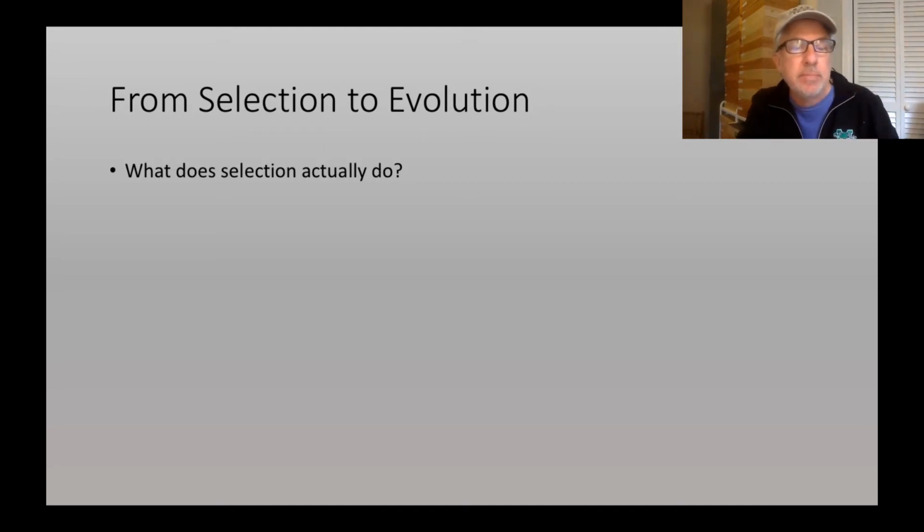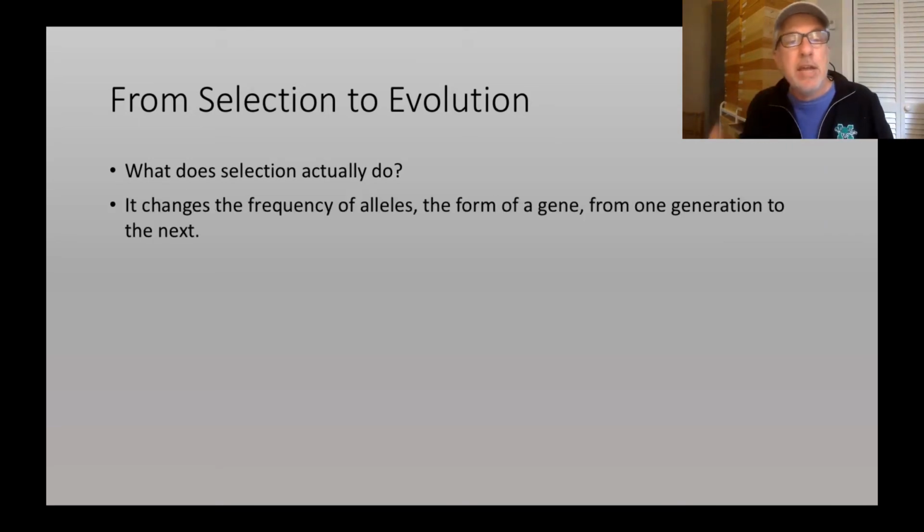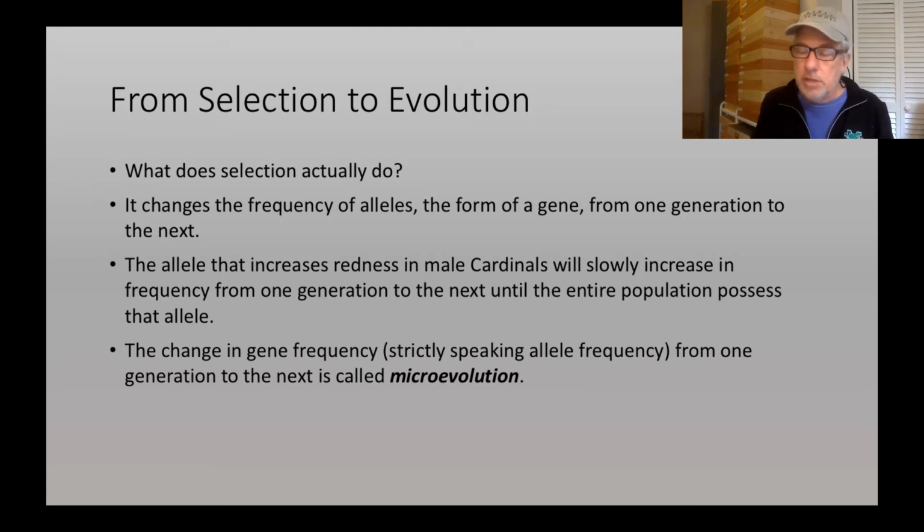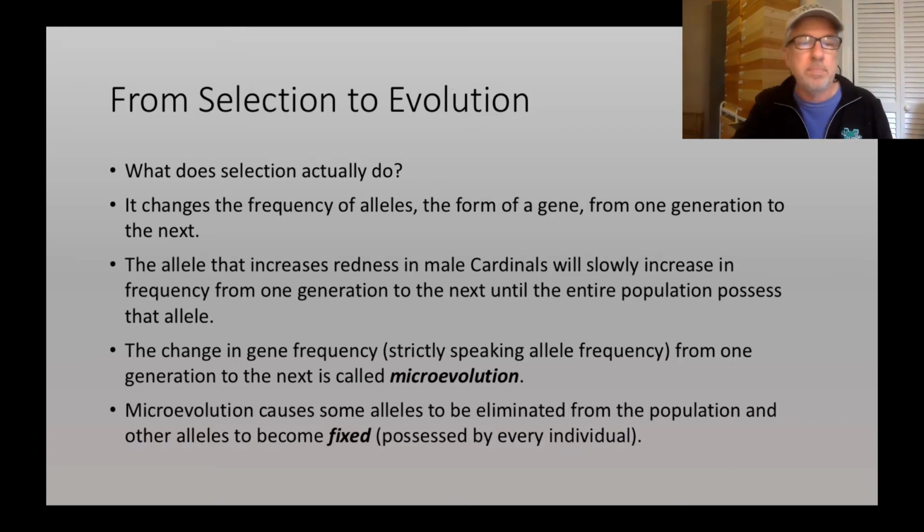Well, if you think about it, or even if you don't think about it, it changes the frequencies of alleles, and alleles are the forms of a gene, from one generation to the next. For example, the allele that increases redness in male cardinals will slowly increase in frequency from one generation to the next as the redder cardinals get more of the matings, until the entire population possesses that redder allele. The change in gene frequency, which strictly speaking we should call allele frequency, but is commonly referred to as gene frequency, from one generation to the next is called microevolution, and that's a term you need to know.